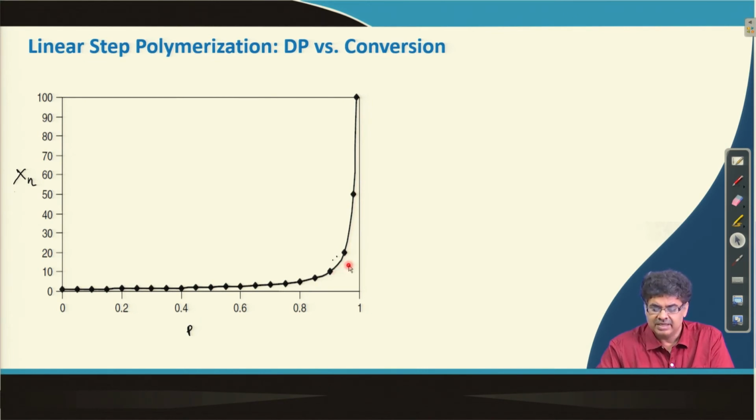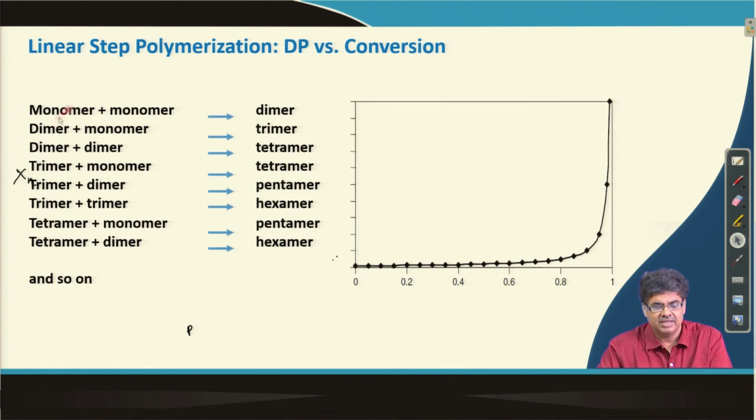So, in this case, to get a high degree of polymerization, we must go to a very high conversion. In a real case, the sample will have all types of chain length. So, we will have this type of scenario.